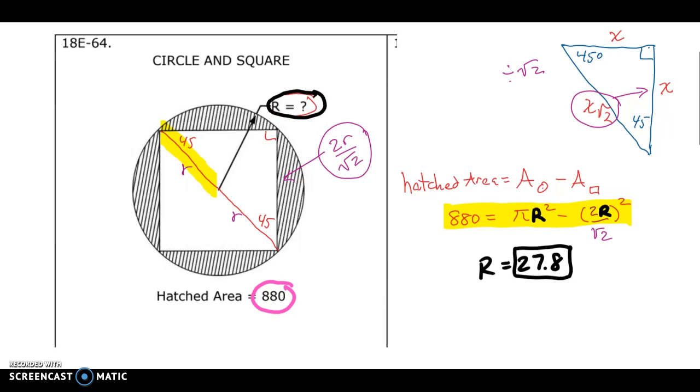So in this particular problem, as a review, we used the hatched area, using the area of a circle minus the area of a square. We utilized the 45, 45, 90 triangle properties. So whenever you have a square, chances are you're going to be using the properties of a 45, 45, 90 triangle. Be on the lookout for that, and that'll make you much more successful on these problems.